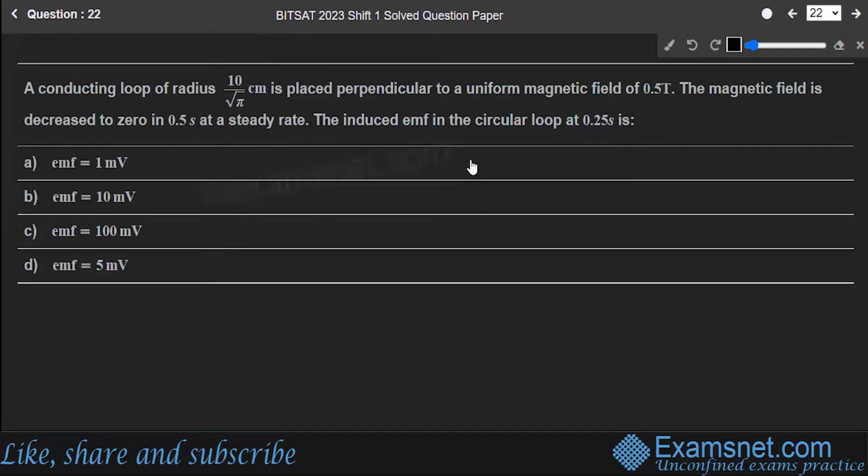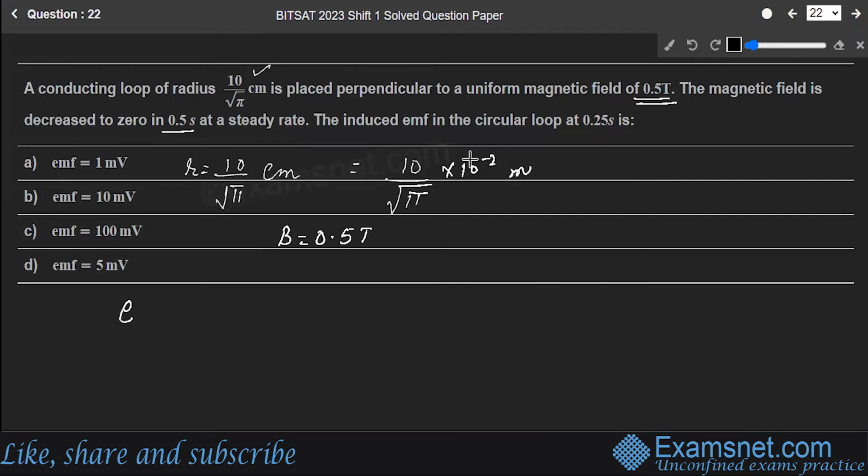Okay. So first of all, let's understand: the conducting loop has a radius of 10 upon root pi centimeters. This is equal to 10 upon root pi into 10 power minus 2 meters. Also, the uniform magnetic field is given by this. The magnetic field is decreased to 0 in 0.5 seconds at a steady rate.